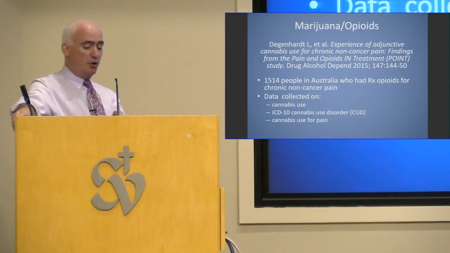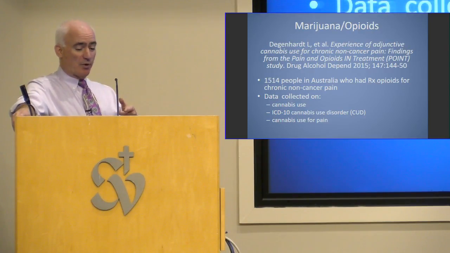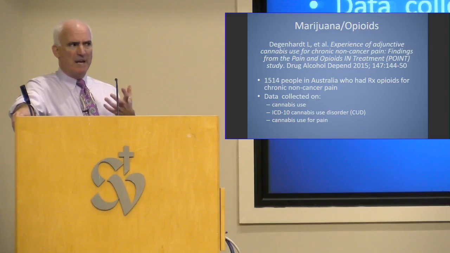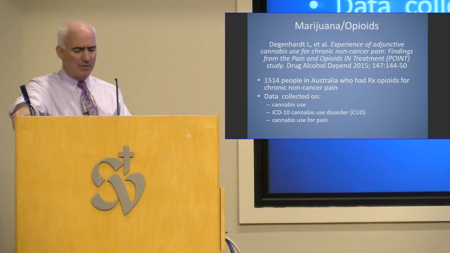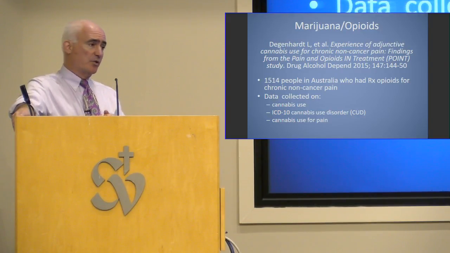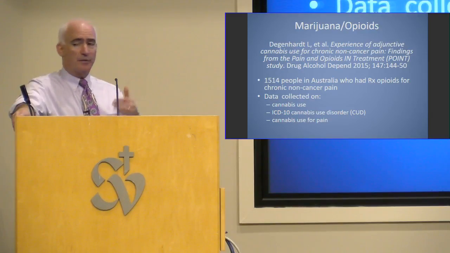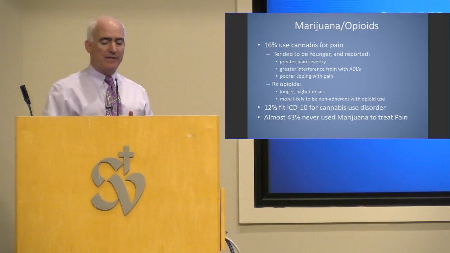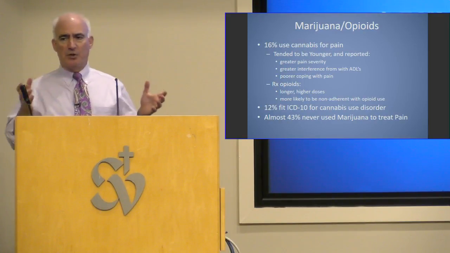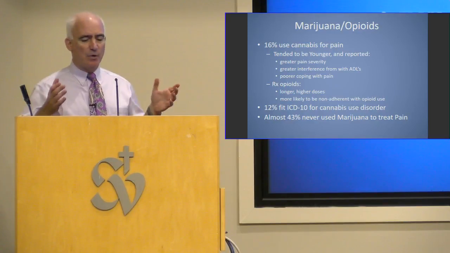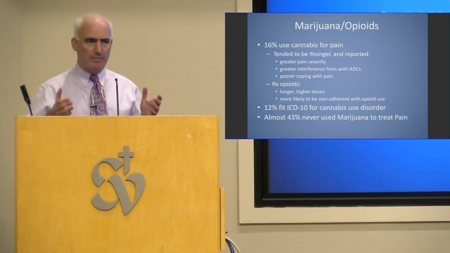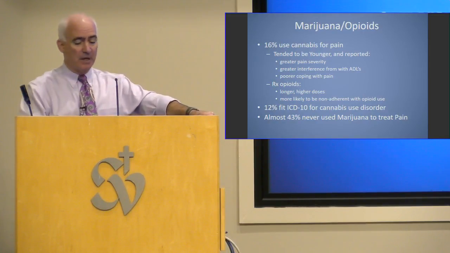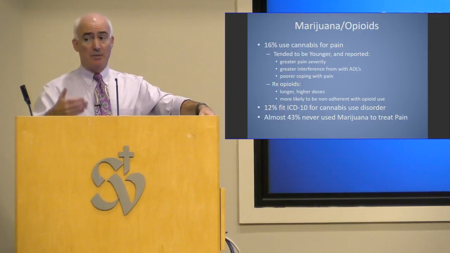And they also asked, did you meet the cannabis use disorder criteria, that new ICD-10 definition that we talked about in the other talk? Did you meet that criteria to say, hey, do you really have cannabis use disorder? And then they also took some data on, were you taking it specifically for pain or not? So they had very specific data points. So they found that 16% of this patient population of 1,500 people said they were using cannabis specifically for pain. They weren't being prescribed it, but they were now supplementing their opioids for pain. The people who reported this tended to be younger.